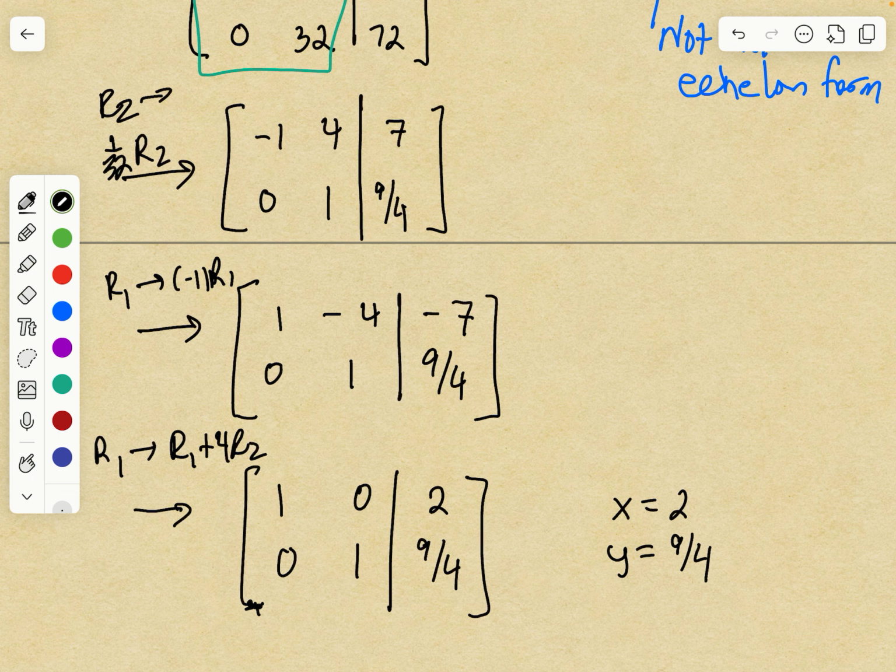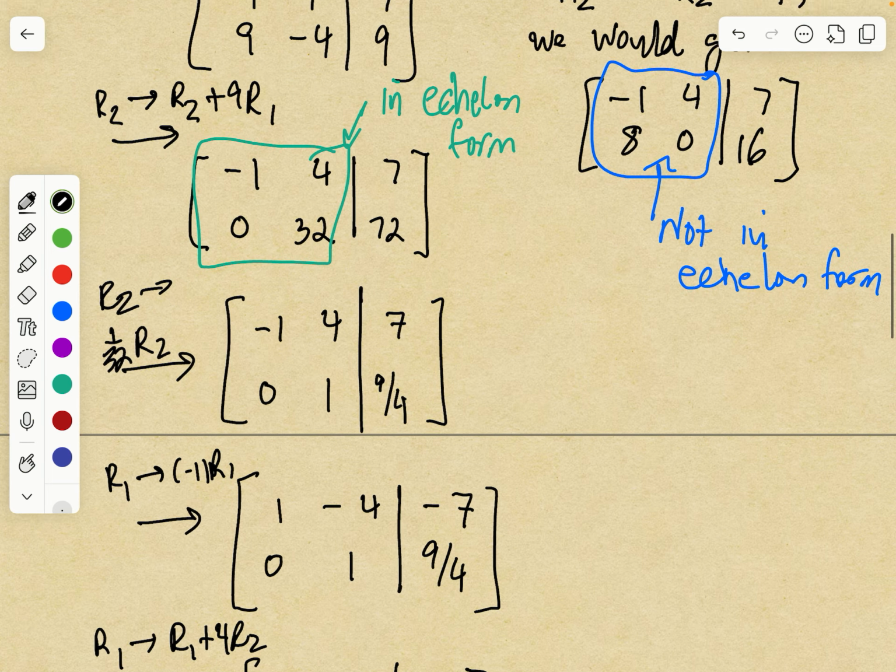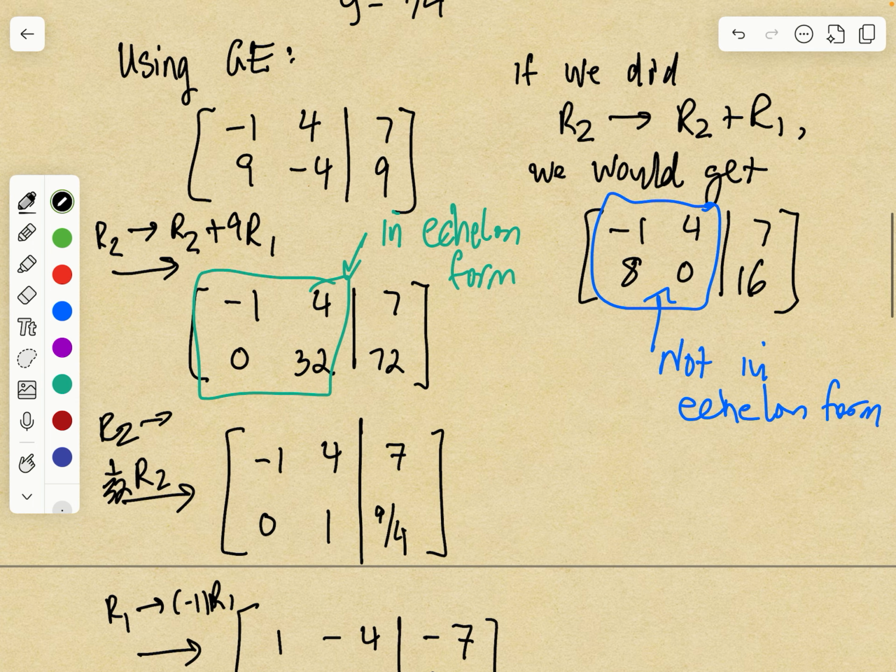Okay. So for instance, to reduce this matrix here to echelon form, as I said, you would do this step, not this step. Okay. So just keep that in mind when you're doing these computations. That's all I wanted to say in this video.